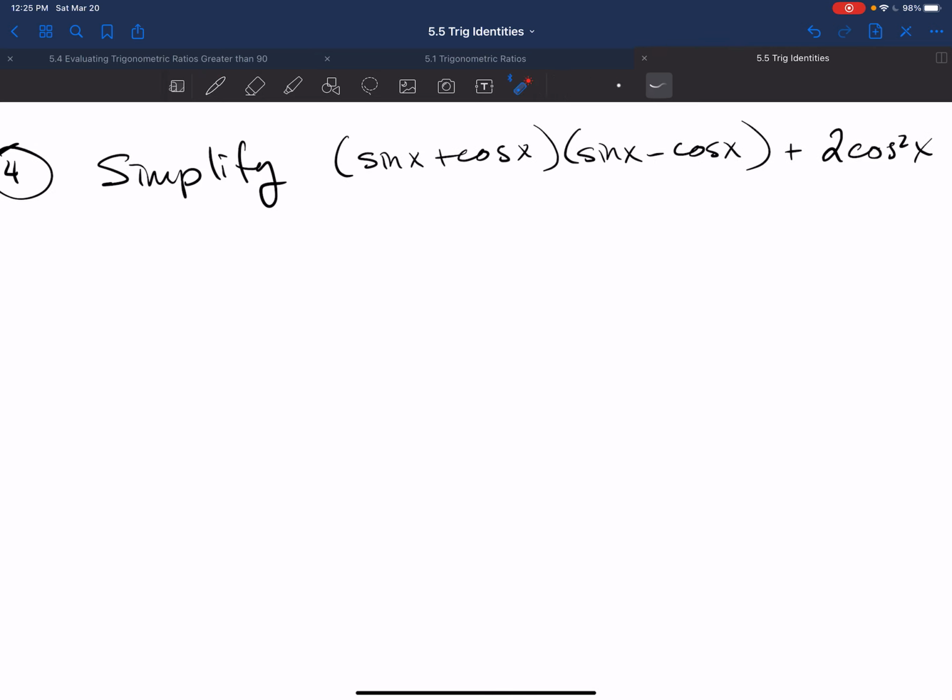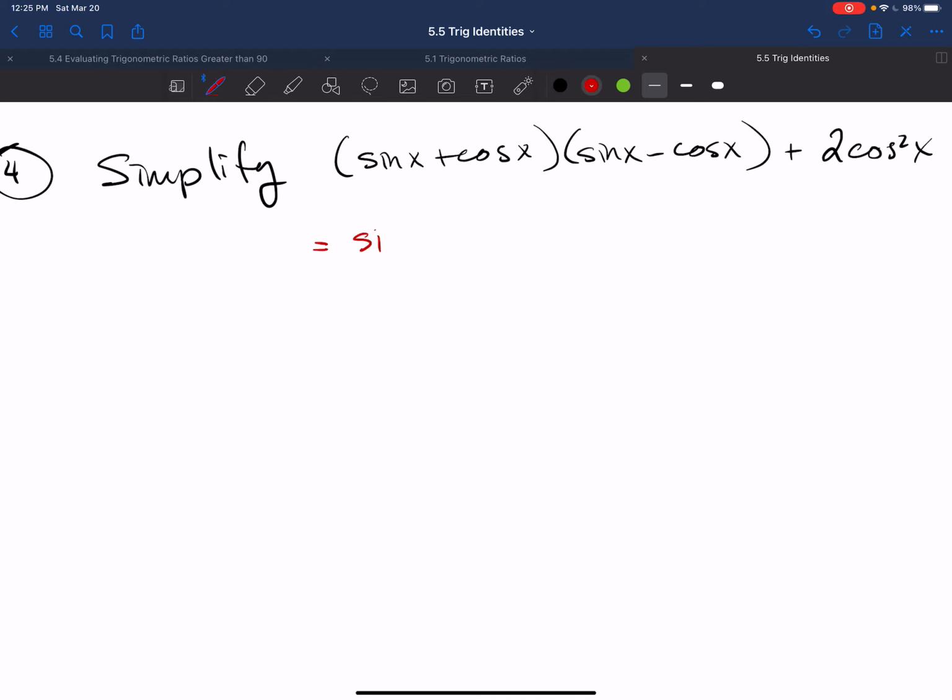So you could FOIL this out or multiply the binomials by expanding. You could also see that I have sin x, cos x, plus minus. So it's a difference of squares. So I can multiply this out like I would by distributing and FOILing, or I can use the difference of squares to do it a little faster.